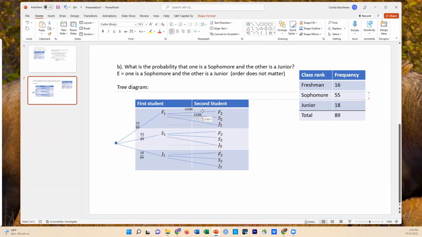And for the second student, now we've chosen a freshman for the first student, and we want to know the probability of choosing a sophomore for the second student. Well, the 88 is right, but now we still have all 55 sitting in the classroom. So that's 55 divided by 88. And for the probability of getting a junior for the second student, all 18 are sitting in the room. So this is going to be 18 divided by 88.